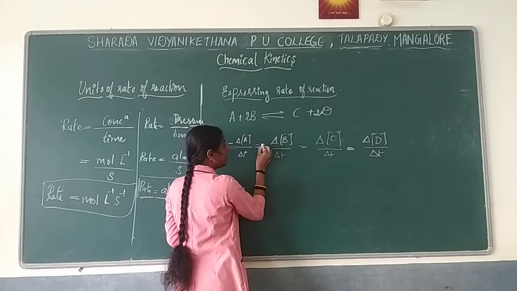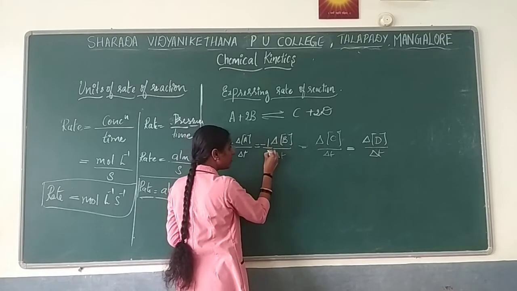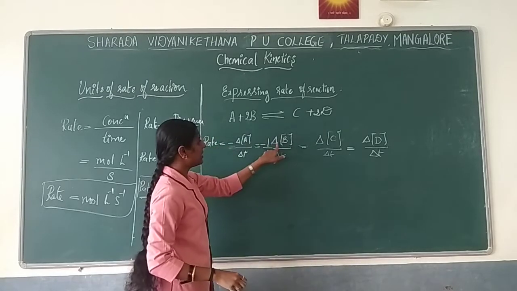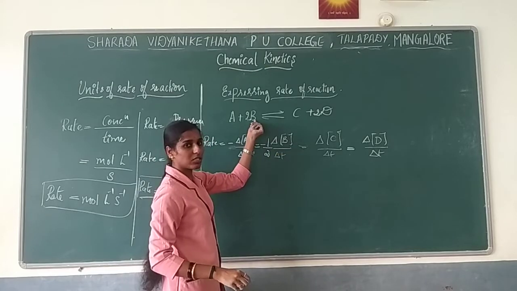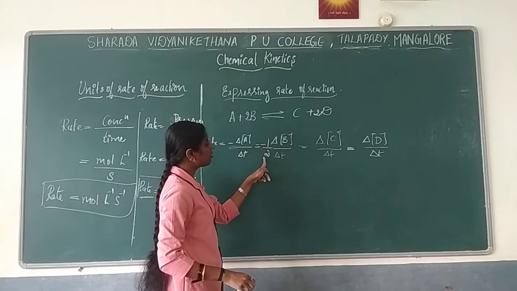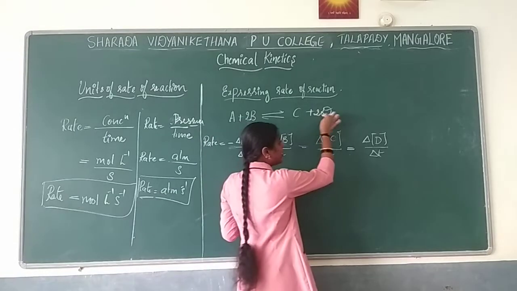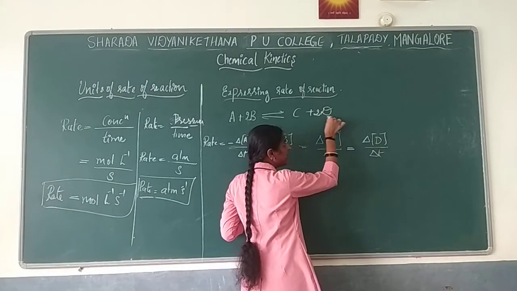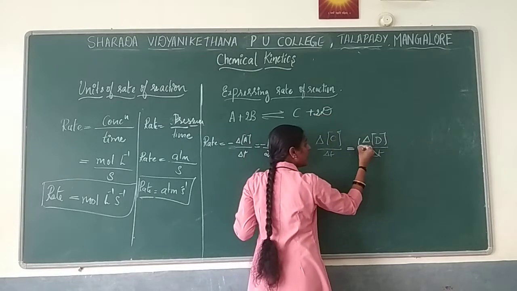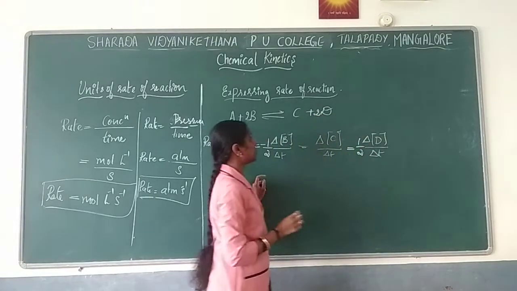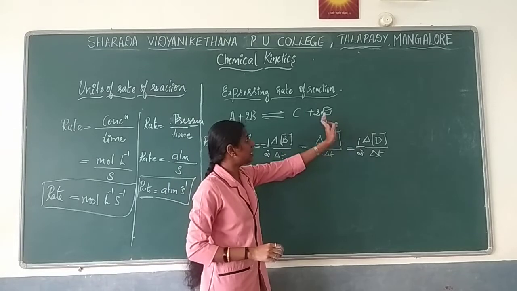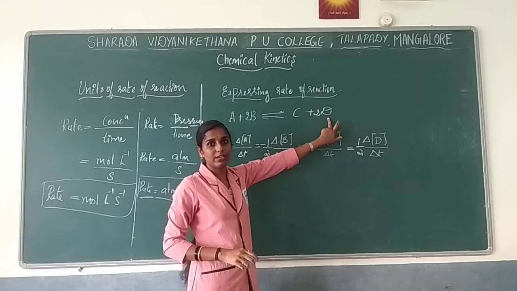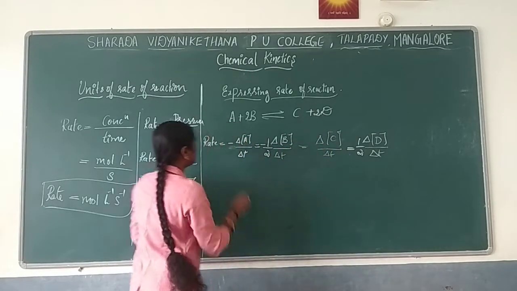So you can write minus 1 by 2, because the concentration of B will be divided by the stoichiometric coefficient. For D, when you are writing the concentration of D, it should be divided by this 2. What does it mean? When you divide, you will get the same answer, 2D only. So for that reason you are going to do the test.